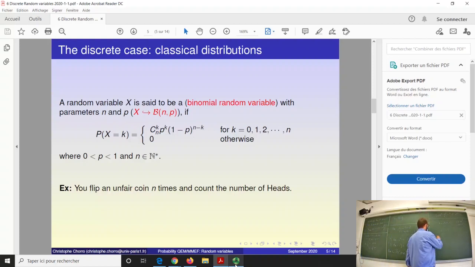And in this situation, I define the following probability mass function as C(n,k) p^k (1 - p)^(n-k). It's a little bit more complicated than what we have seen for the Bernoulli and the uniform. And here, k belongs to 0 to n.